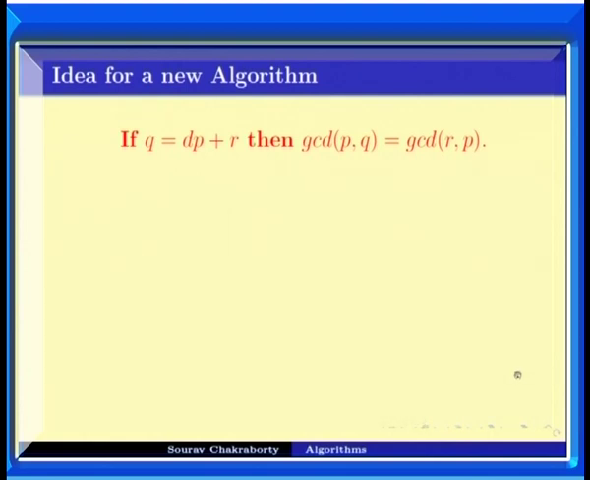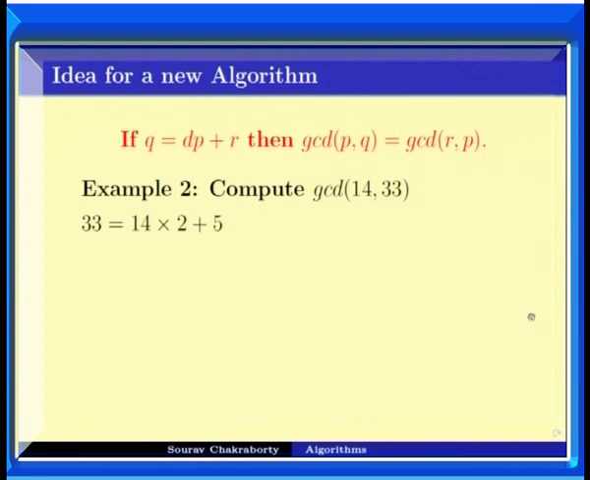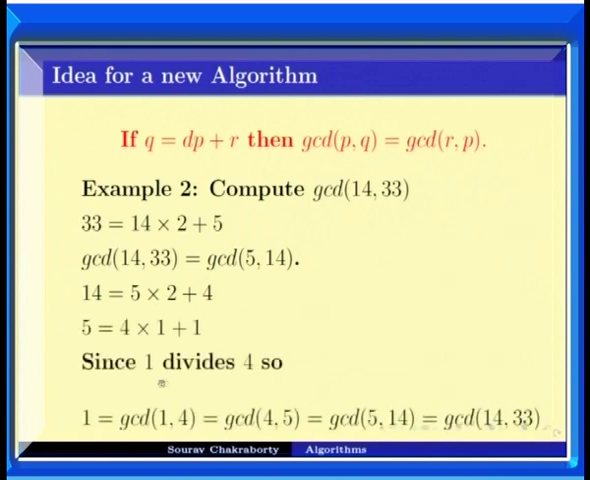Similarly, we can do one more example, say GCD of 14 and 33. 33 is 14 into 2 plus 5, and again 14 is 5 into 2 plus 4, and similarly for 5, and thus since 1 divides 4, 1 is the GCD of 1 and 4, which is the GCD of 4 and 5, which is the GCD of 5 and 14, which is the GCD of 14 and 33. So this is the idea. Stop this lecture at this step.